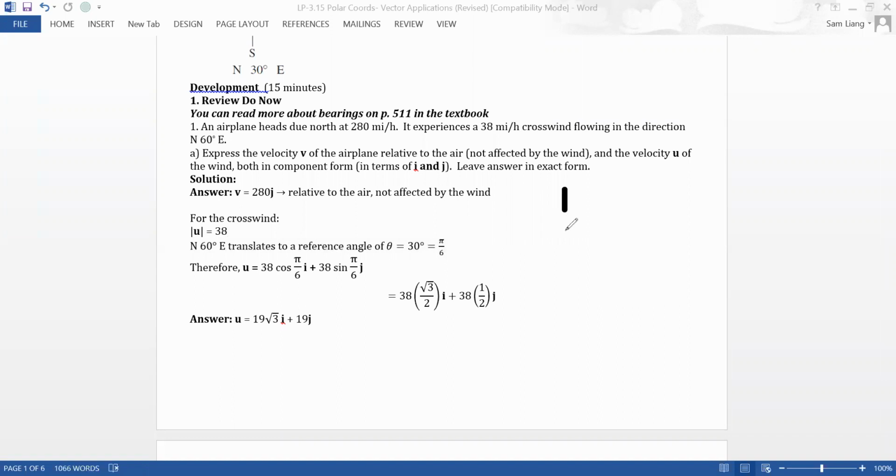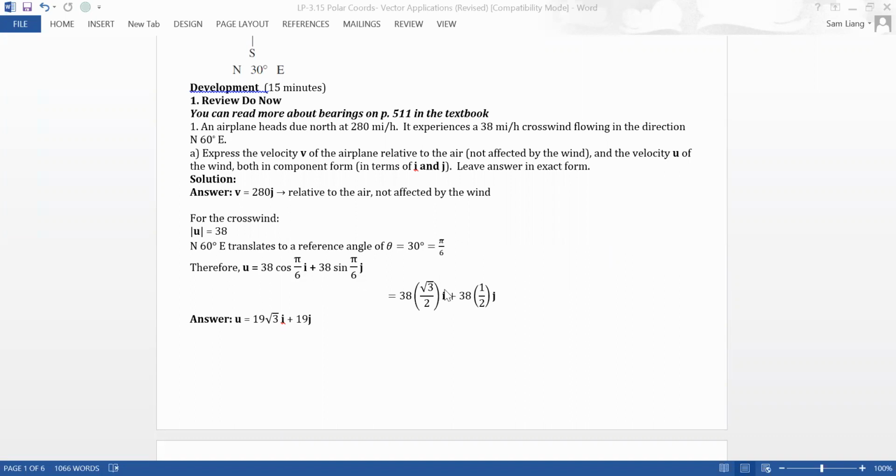So we start north, that's convention, and then we go 60 degrees in the eastward direction. So that would be like here. However, that would make the reference angle 30 degrees. So reference angle is 30 degrees or pi over 6. Therefore, the vector can be written as 38 cosine pi over 6 i plus 38 sine pi over 6 j.